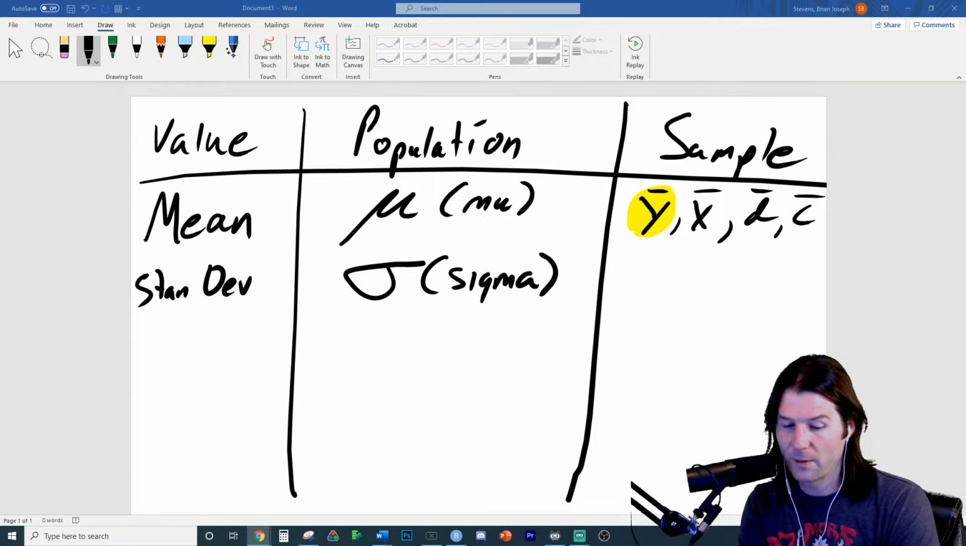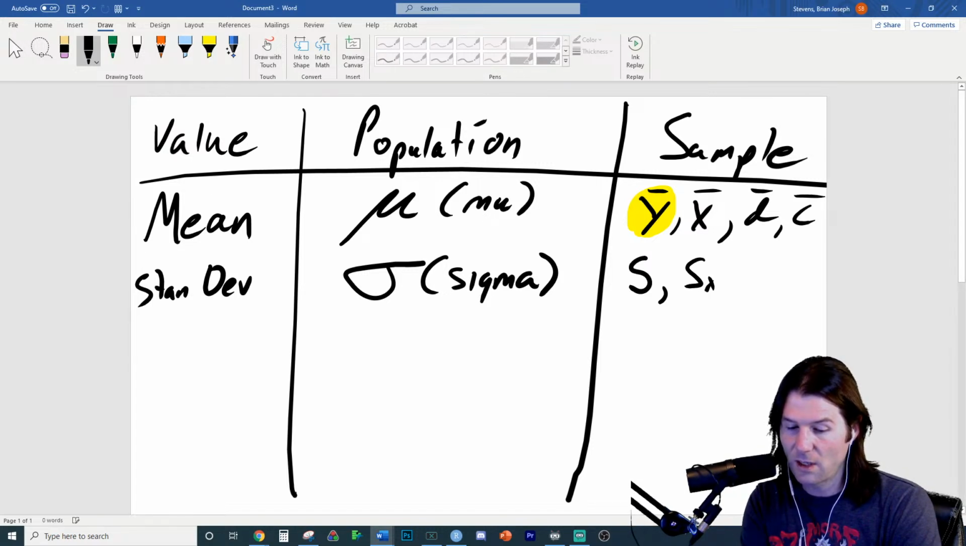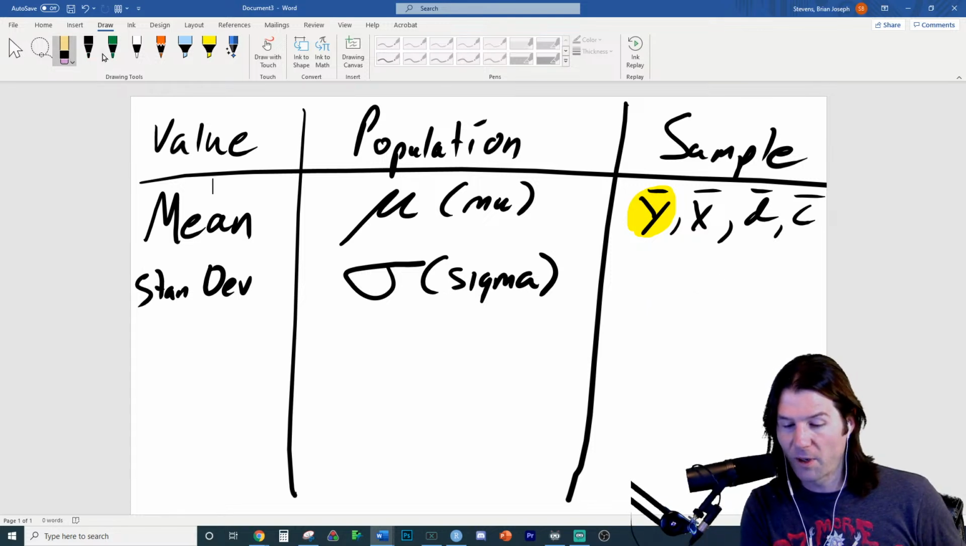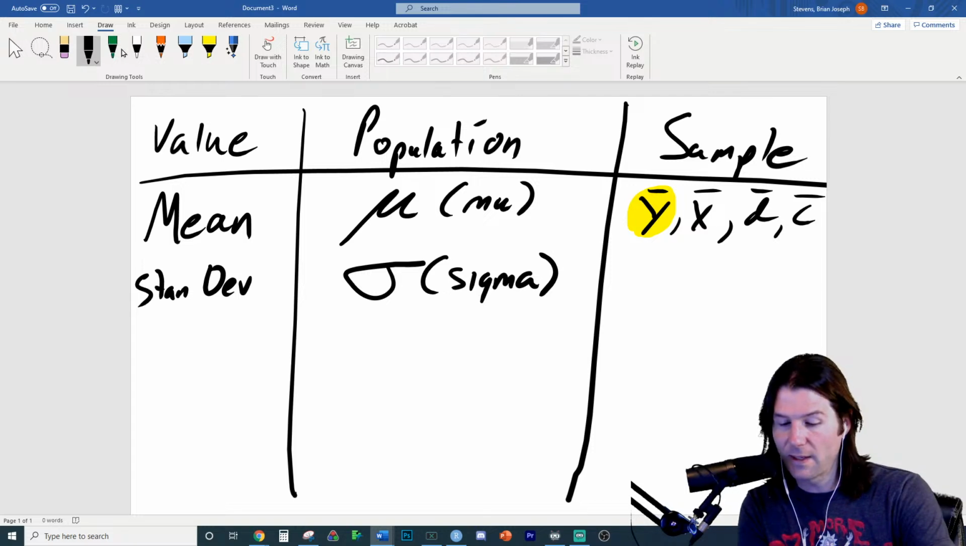Oh, so let me write this down while we're doing it. S. Sometimes we put here S sub X. That's just the standard deviation. And it's lowercase s technically. I don't want to look like uppercase S's for a moment there. These are lowercase s's.